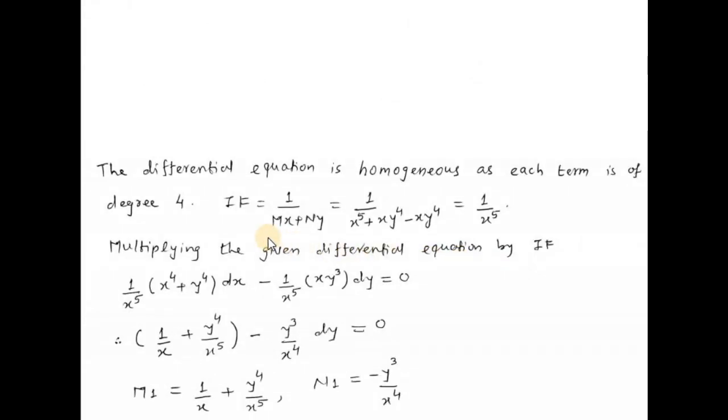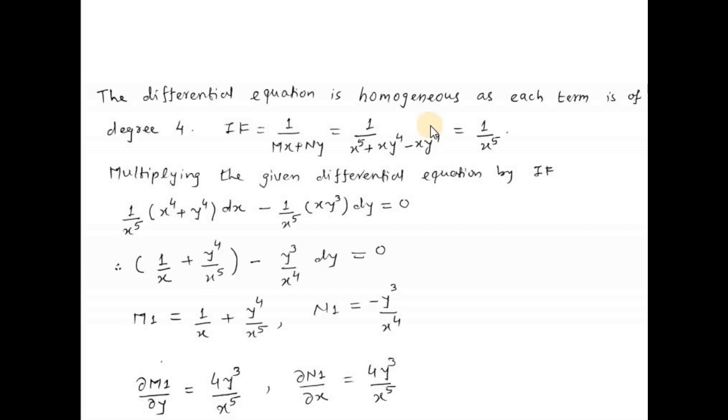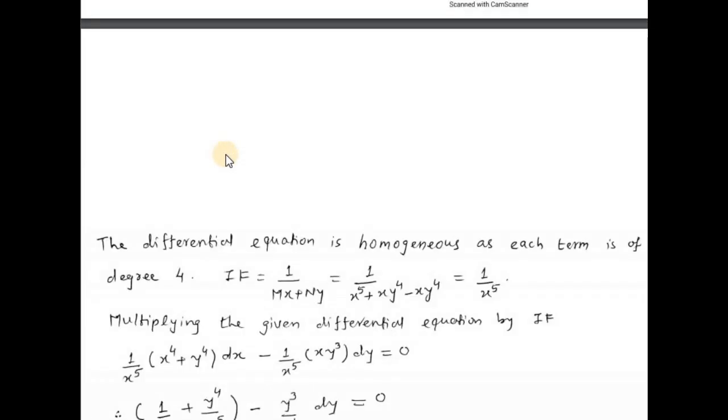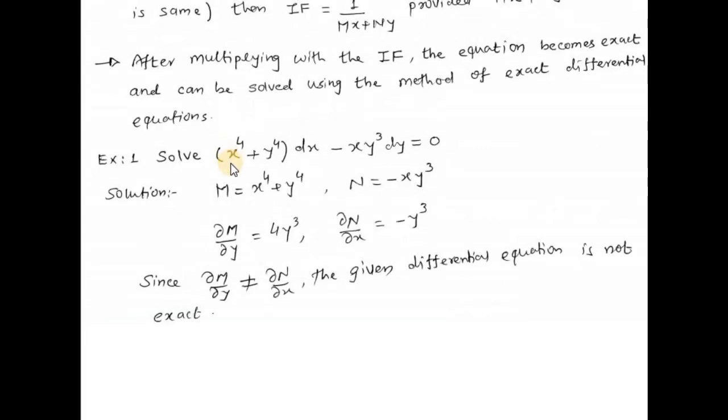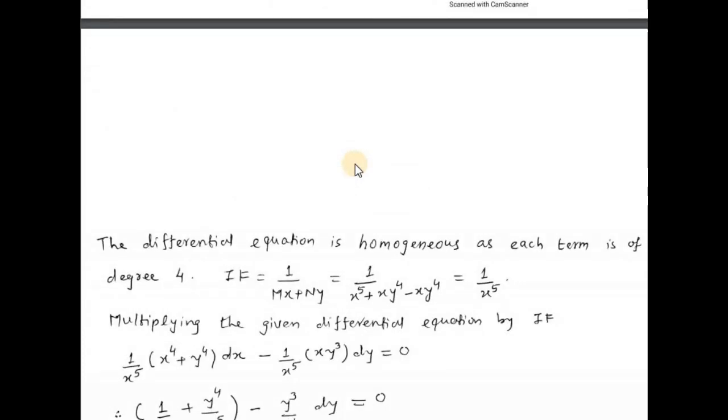The differential equation is homogeneous as each term is of degree 4. Here the degree of x is 4, here the degree of y is also 4, and here the degree of x is 1 and the degree of y is 3, so the overall degree is 4. So we can say that the degree of each term is the same. Therefore it is a homogeneous equation.